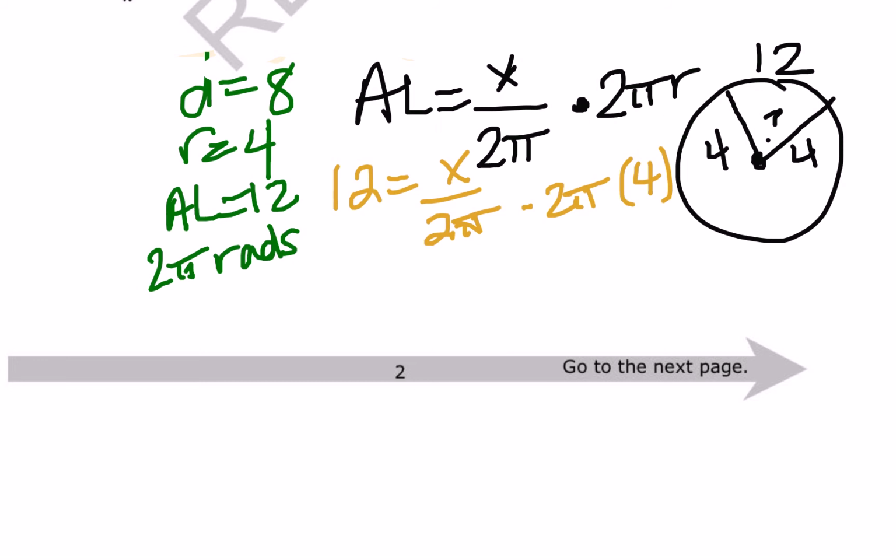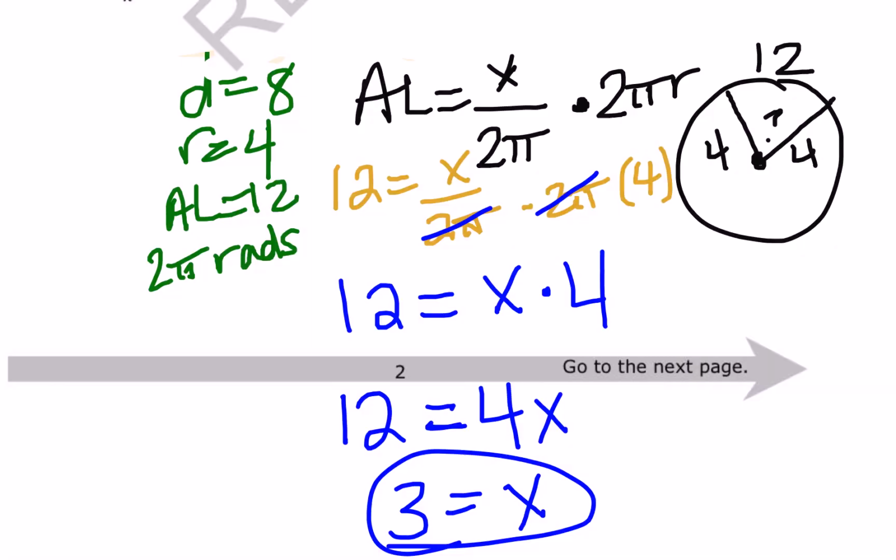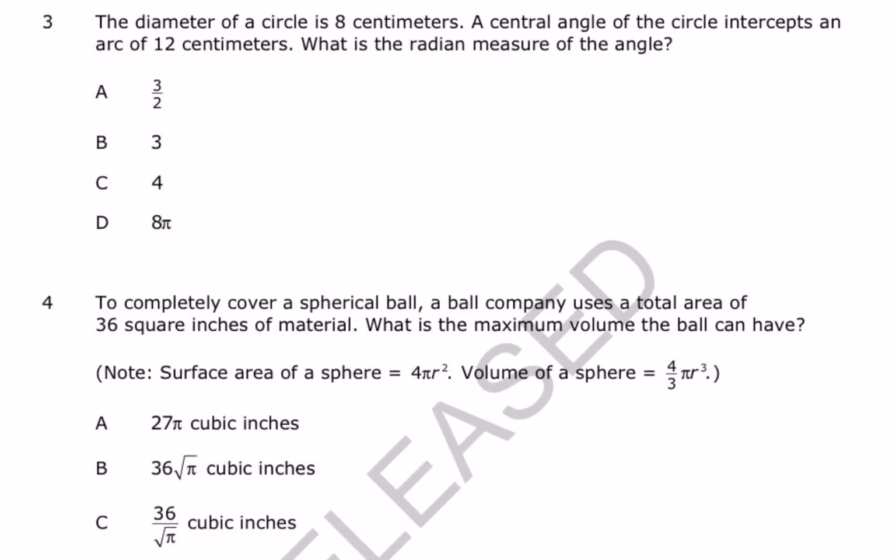So then that gives us 12 equals x times 8. Alright, sorry, that should be x times 4, because 2 pi and 2 pi, we're going to simplify to 1. So then that gives us 12 equals 4x, and when you divide by 4, you get x equals 3. And with x equals 3, that means our answer is letter B.